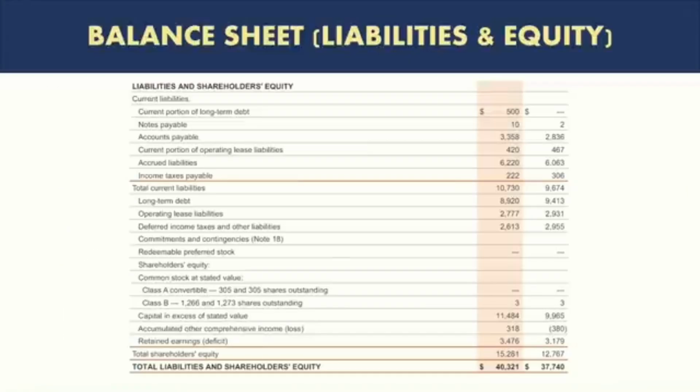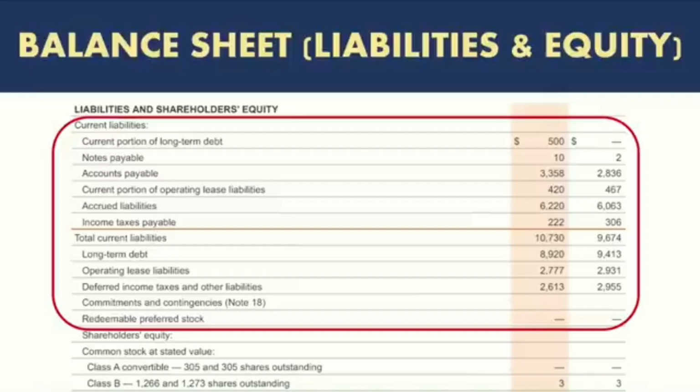So if you look at the balance sheet of Nike again, now we are looking at the liabilities and the equity section. So here you can see the top section shows all the liabilities that the company had for the year ended May 31st, 2022, with the respective amounts shown in dollars.